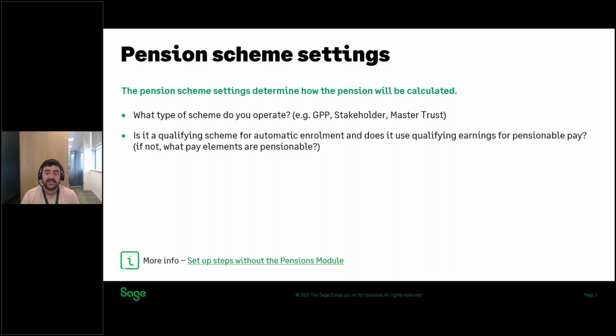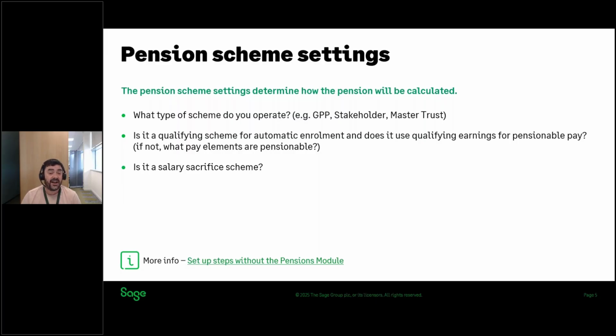The next question is, a qualifying scheme for automatic enrolment? So does it meet the minimum requirements to be used for automatic enrolment? And does it use qualifying earnings for pensionable pay? Qualifying earnings is a reference to earnings between a lower and upper threshold, and we'll touch on this later on in the demo. If it doesn't use qualifying earnings, you'll need to know which specific pay elements should be used in pension calculations, so which payments are pensionable.